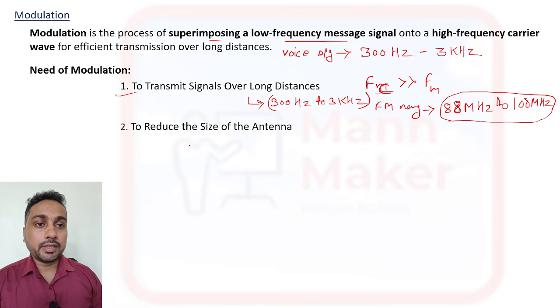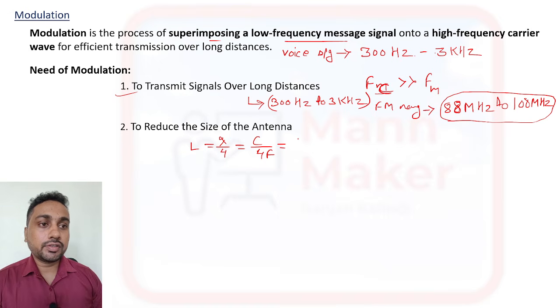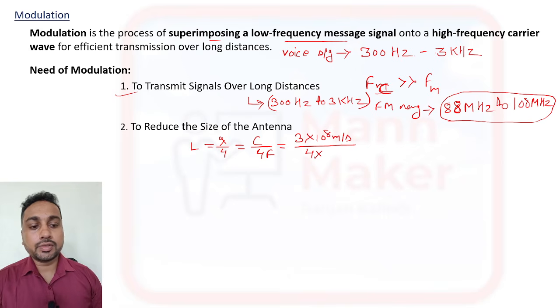For the length of the antenna, we have a formula: L equals lambda by 4. And lambda is what? We can write this as C by 4f. C is the velocity of light, that is 3 into 10 to the power 8 meter per second. And 4 into, suppose, f.